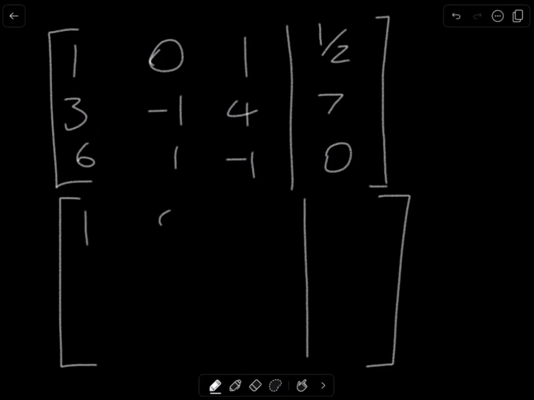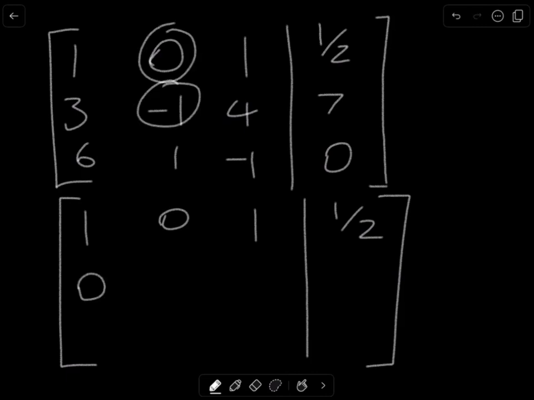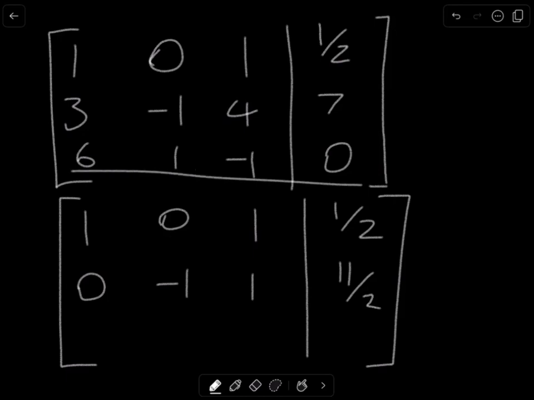Okay, so let's just write row 1 out as is. So I'm going to take 3 minus 3 times 1, that's going to be 0, minus 1, minus 3 times 0, that's going to be minus 1, 4, minus 3 times 1, that's going to be 1, and then I'm going to take 7 minus 3 times a half, that will be 5.5, but I'm going to write that as 11 over 2.